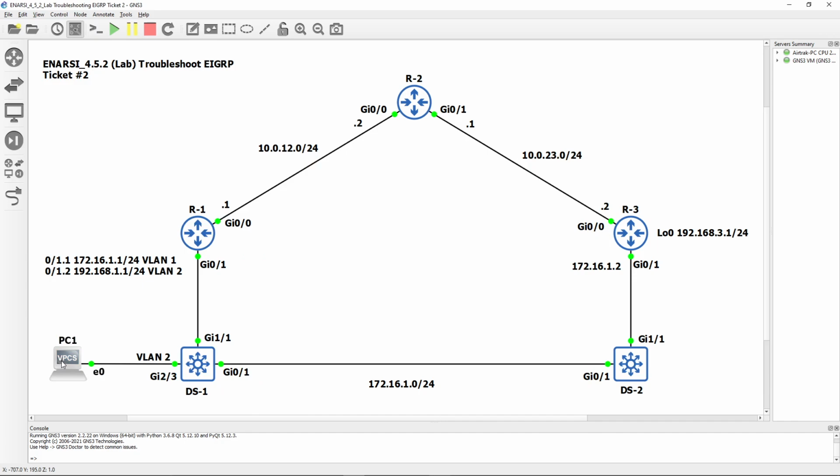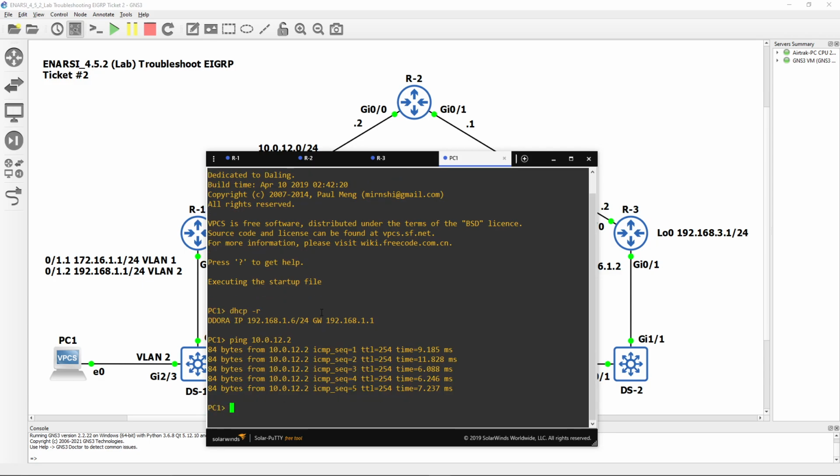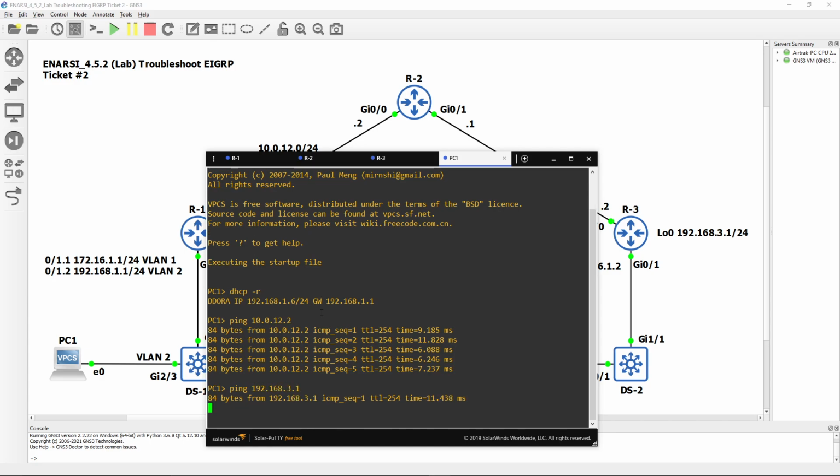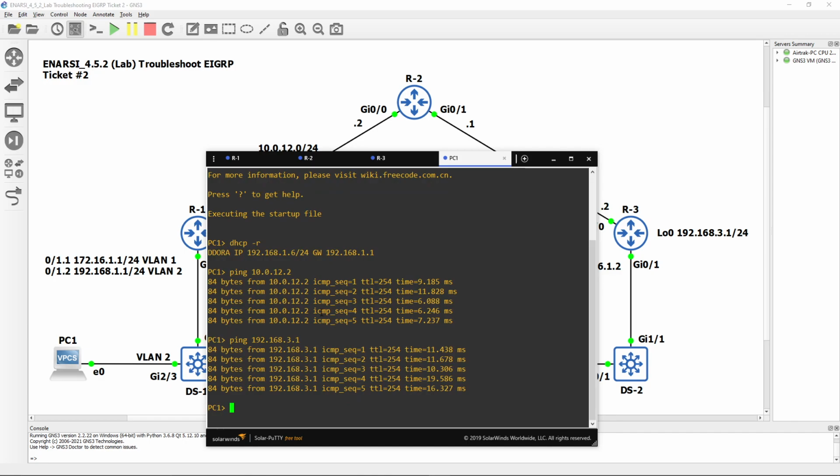So if we go back over and just check connectivity, open up PC1, and I'm sure we'll just do this because it won't be there because it started up before the other devices. So give it its DHCP number. And now we should be able to ping our way around. And 192.168.3.1. So alrighty. Short and sweet.